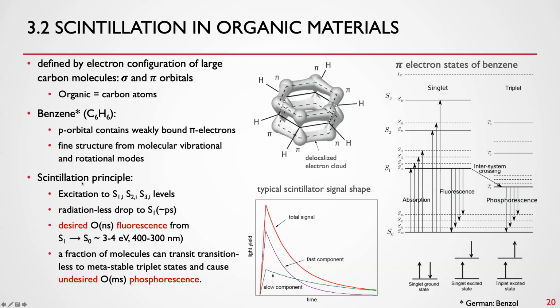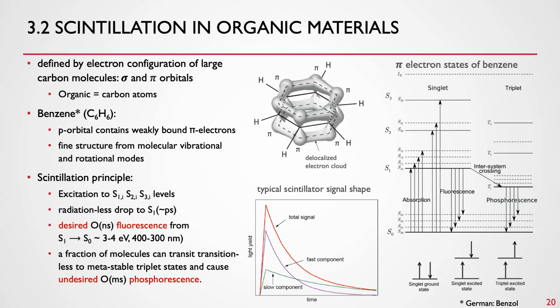The basic principle is that an ionization signal is produced, and scintillation begins by exciting an electron to S1, S2, and S3 singlet states. The spins of the electrons, as they were in the s orbits in the ground state, are anti-aligned, and then there are radiationless drops that account for the wavelength shifting, and finally the fluorescence, the nanosecond de-excitation from S1 to the ground state. That's the fluorescence. Now, there is intersystem crossing with triplet states that have a much longer lifetime because the spins are aligned.